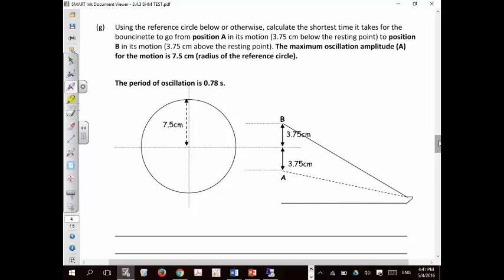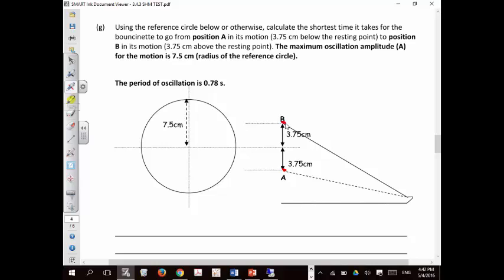Okay, part G, and this was using the reference circle, and this is something that takes a bit of practice to get the hang of. Many of you left this one blank because maybe you hadn't had a chance to study it, but it's worth studying it. It will always come up, and once you have mastered it, it should be kind of easy marks. And so we want to know how long it takes to go from position A here to position B here.